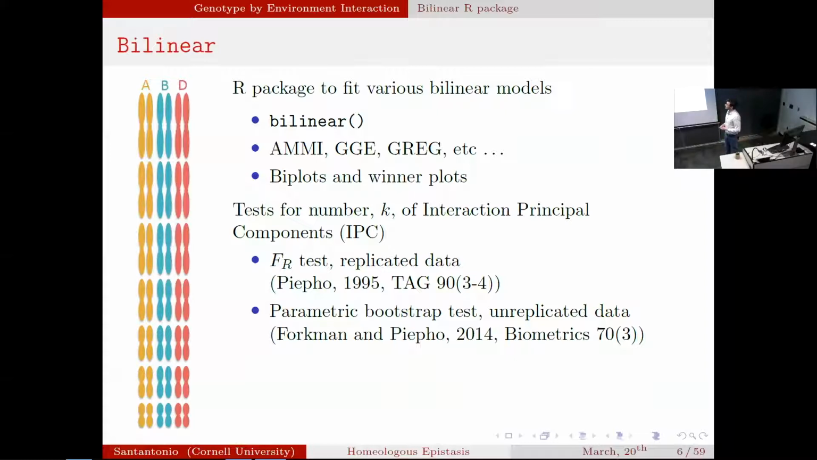But this fits both types of models, and it tests. And what's really important is that this can handle unreplicated data. Now, the test tends to be more conservative than the F test is, but it's really useful, especially for our trials where we don't necessarily have replication within environment, because there's been this big shift toward putting many more lines in a trial as opposed to replicating those lines many, many times within a trial.